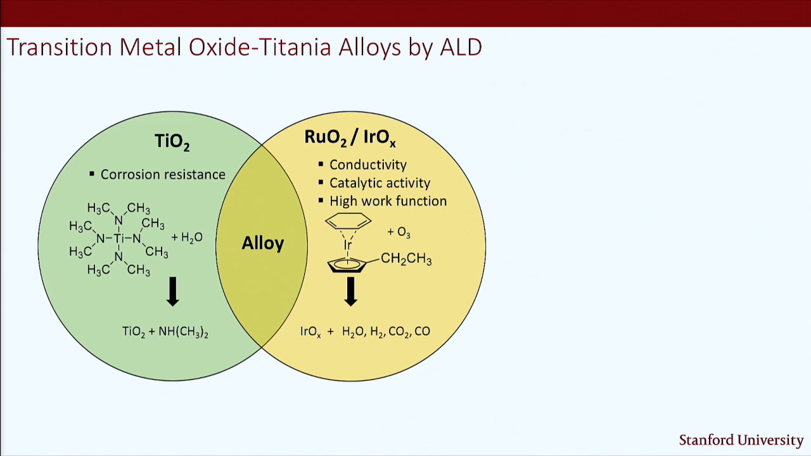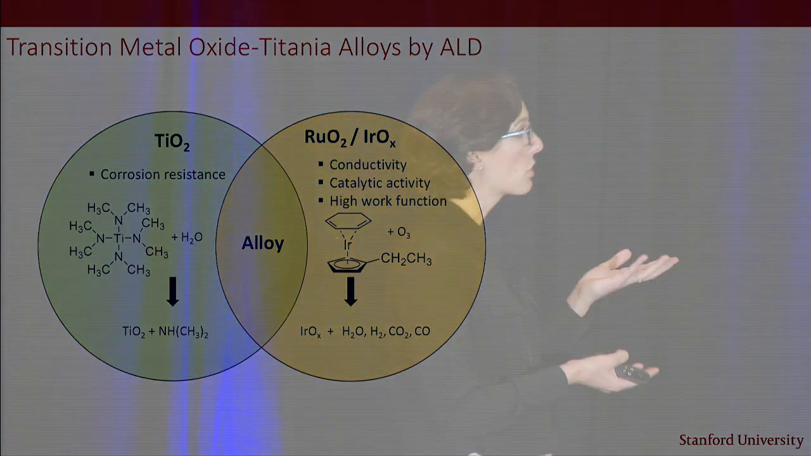So specifically, I'm looking at alloys of TiO2 and either ruthenium oxide or iridium oxide. And the idea here is that by making an alloy of those two materials, we can combine and preserve the corrosion resistance associated with the TiO2, but then impart the catalytic activity, conductivity, and high work function of ruthenium and iridium oxide. So those materials are all known to be conductive metal oxides, and they're also good catalysts and have that high work function that we need.